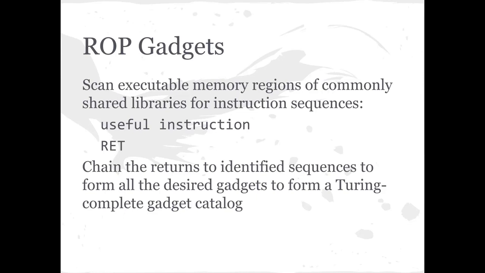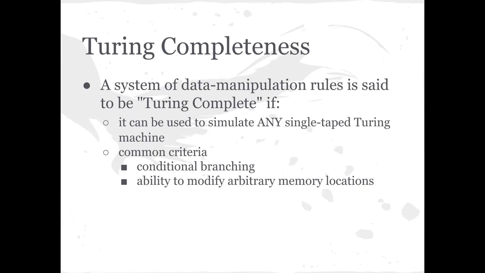And given a sufficient amount of gadgets, in other words, given a sufficiently large application, most gadget catalogs and compilers will be Turing complete. So in computer science theory, for those of you who don't come from a CS background, a system of data manipulation rules or a processor or an algorithm is said to be Turing complete if it can be used to simulate any single tape Turing machine.